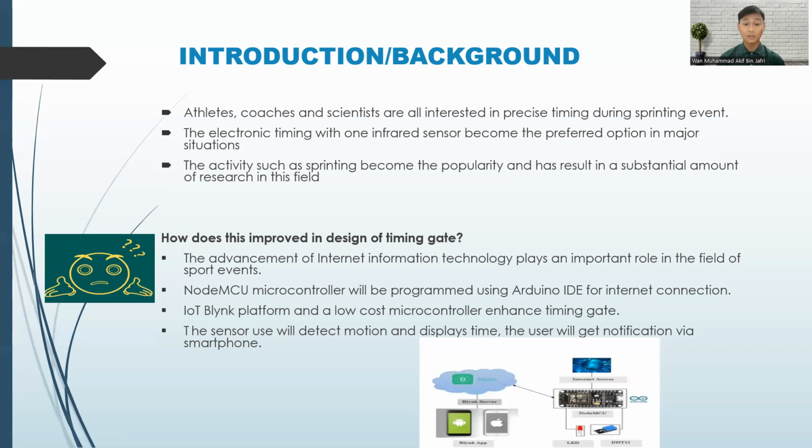The sensor used will detect the motion and display the time. Then the user will get a notification via smartphone. The figure shows how the Blynk server, Blynk app, internet access, and NodeMCU become the system to make the user get the notification via smartphone.